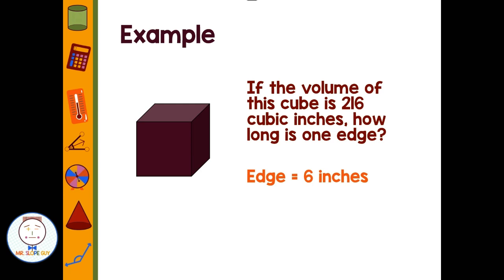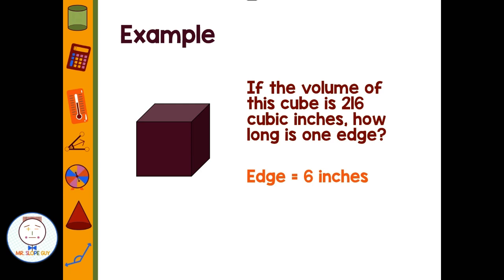So a complex way of asking for cube root would be to give you the volume and ask you to find the edge. So don't let this question fool you as being something very difficult. It's just a way of asking for cube root. And if we check that, 6 times 6 is 36, times 6 again is 216.